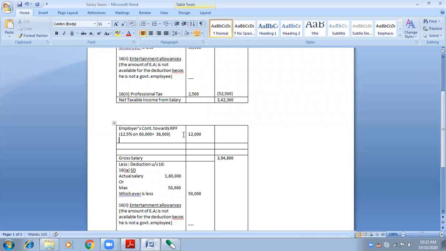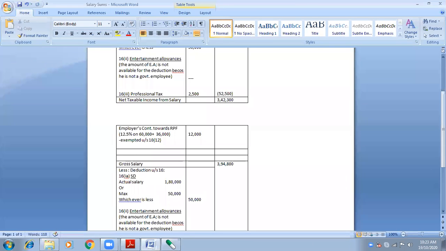See, what you have to do is less exempted. If you remember the section, only then write. Otherwise, you can just write less exemption. Less exempted under section 10, subsection 12. I am writing it because I remember it. If you write it wrong, then minus 5. So please don't write wrong sections. If you don't remember, then don't write it. So again make a bracket.